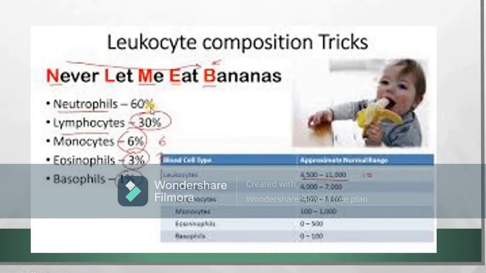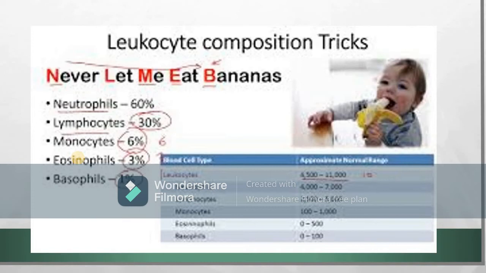Neutrophils are about 60% of the white blood cells. Lymphocytes are about 30%, monocytes are 6%, eosinophils are 3%, while basophils are 1%. Neutrophils destroy small particles by phagocytosis. The role of eosinophils is to break down inflammatory substances and kill parasites. Basophils prevent blood clotting, so they have different functions.